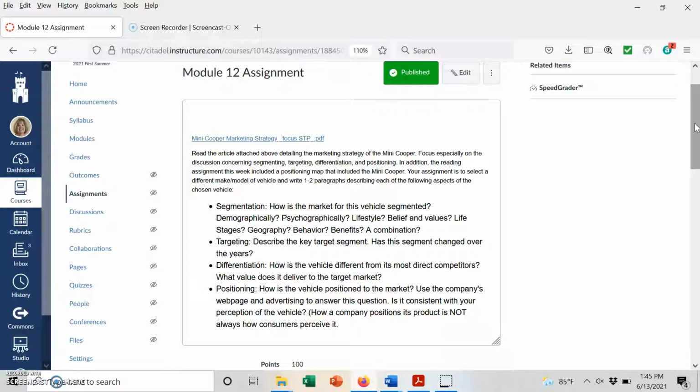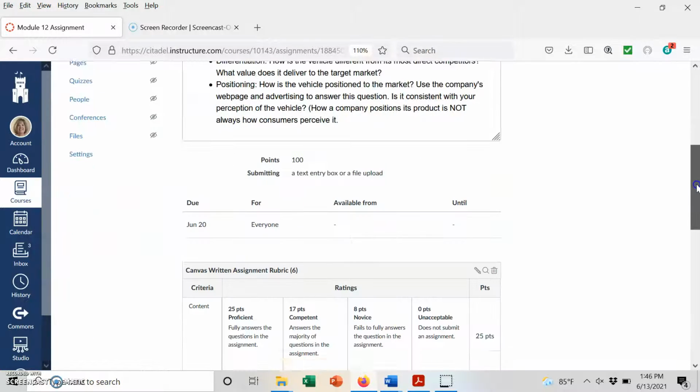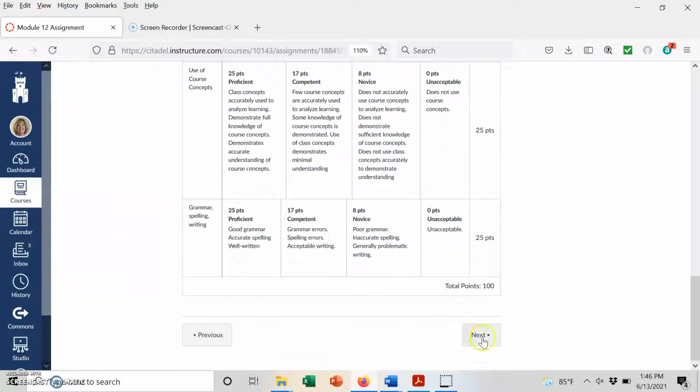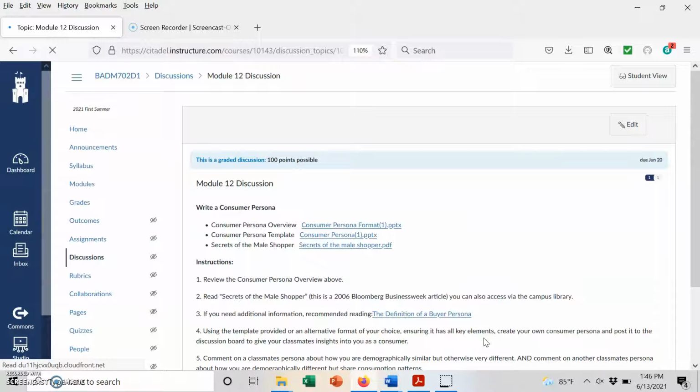So select a different make, model of vehicle and write 1 to 2 paragraphs describing each of the following aspects of the chosen vehicle. So the case study gives you one example for Mini Cooper, and so your assignment, you'll choose a different make and model of vehicle and answer those same questions that you see in the example.